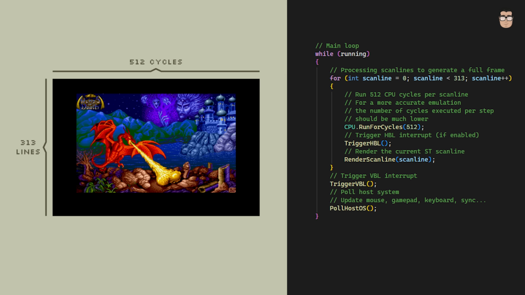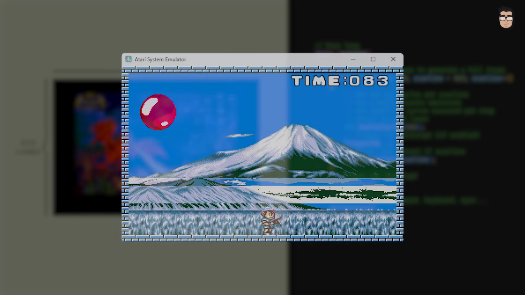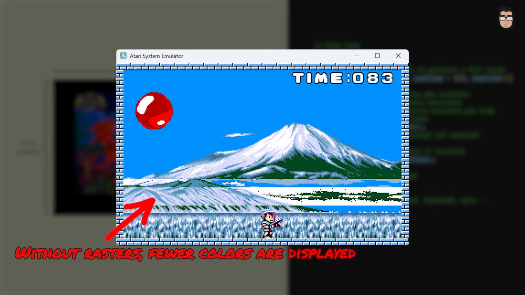In our main loop, we'll generate interrupts in a synchronized way, just as the original hardware does. The glue chip sends an interrupt signal to the CPU at the end of each scan line, known as HBL, and another one when the entire frame is complete, known as VBL. These interrupts, along with hardware timers produced by the MFP, are heavily used by games to achieve effects like breaking color limits or sprite synchronization.